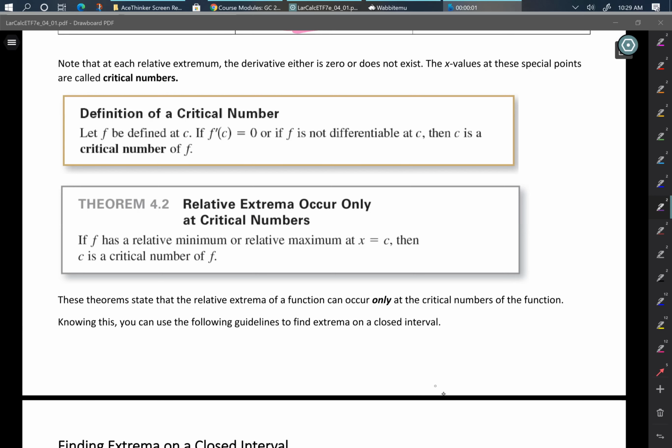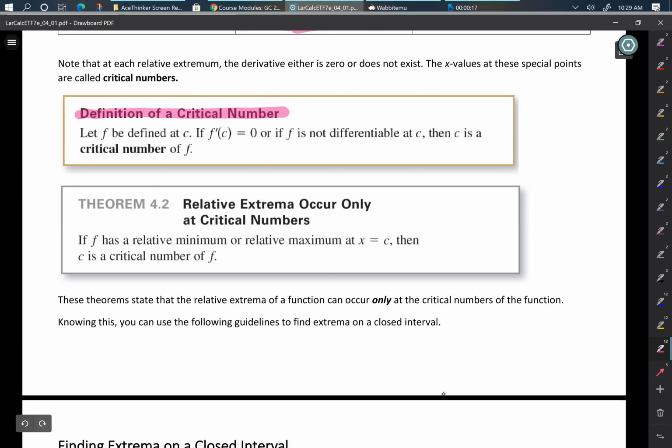All right, so here we are. This is part 3 of section 4.1, and we're going to take a look at finding those values that we were talking about a moment ago. But first we have to do some definitions. First off, definition of a critical number.